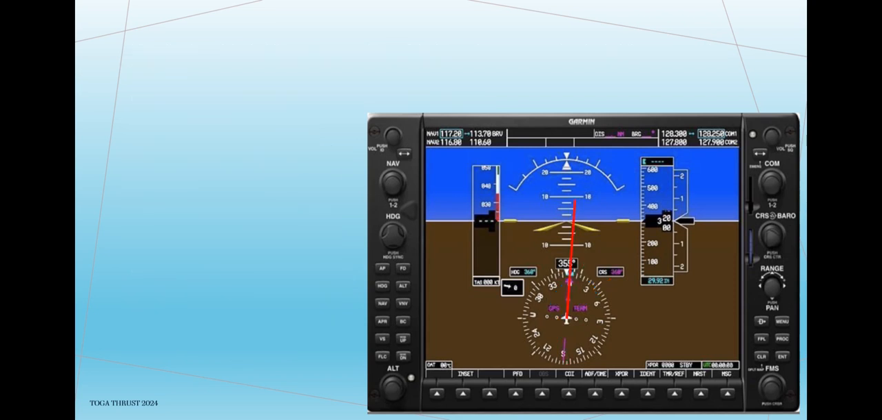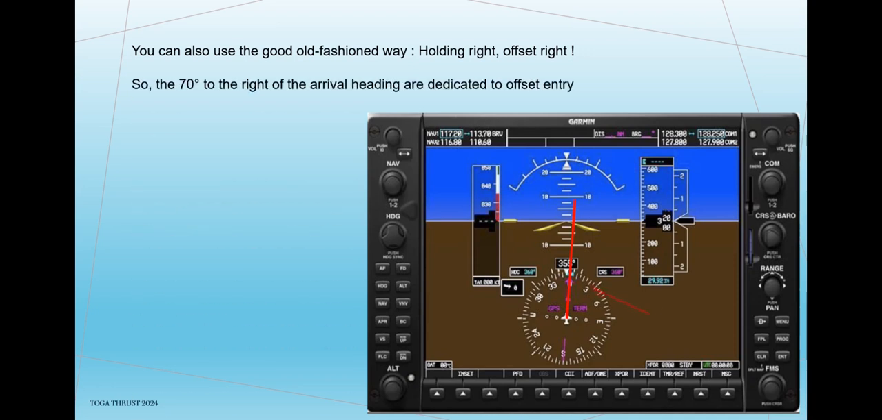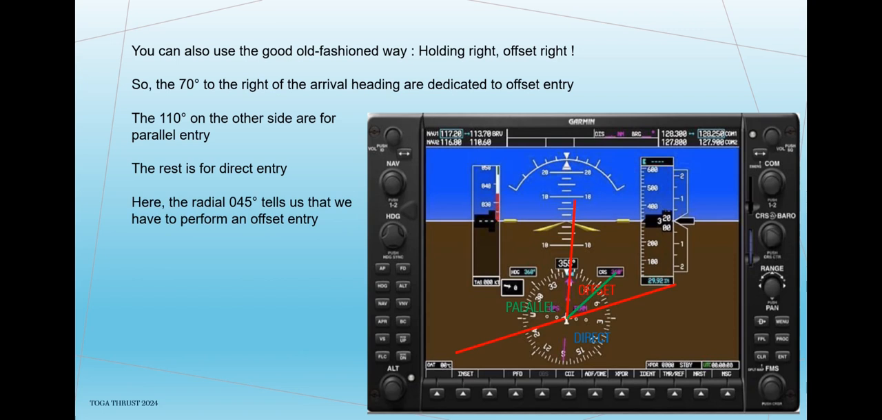You can also use the good old-fashioned way, holding right, offset right. So, the 70 degrees to the right of the arrival heading are dedicated to offset entry. The 110 degrees on the other side are for parallel entry. The rest is for direct entry. Here, the radial 045 degrees tells us that we have to perform an offset entry.